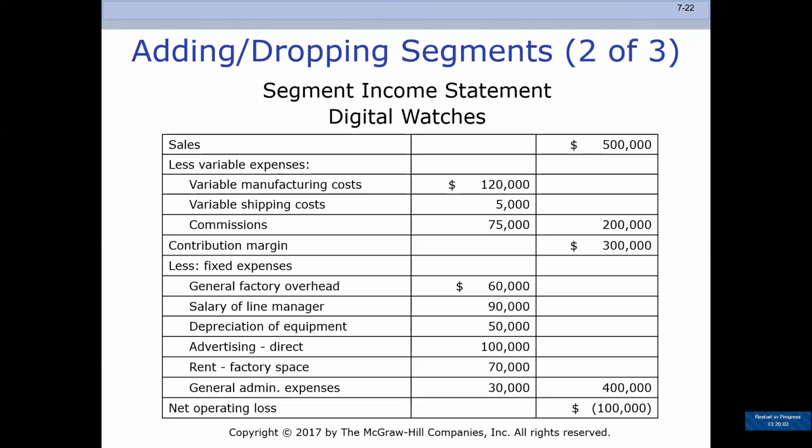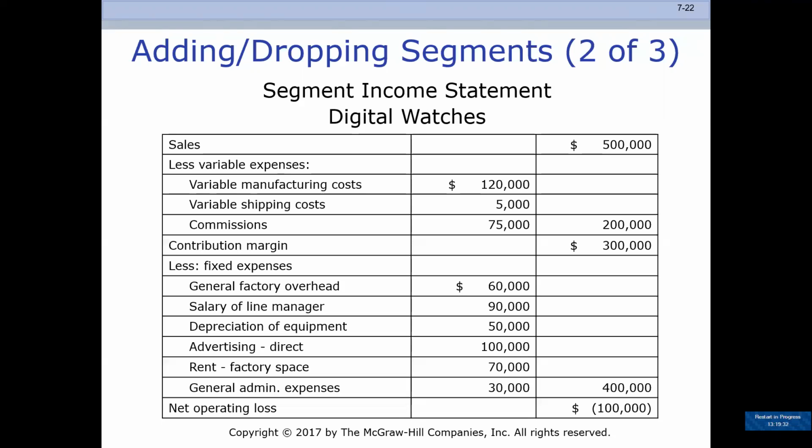If they dropped this product line and they just didn't sell digital watches anymore, their revenues would decline by $500,000. How much would they be able to save in fixed costs? They'd be able to save all of these variable costs, right? Because if you don't make digital watches, you don't have any variable costs. Some of these they might be able to save. General factory overhead, if that's allocated, they'd have that anyway. Salary of the line manager, could they get rid of that? Yeah, if you don't have a product, you don't need the line manager, so you can save $90,000 there.